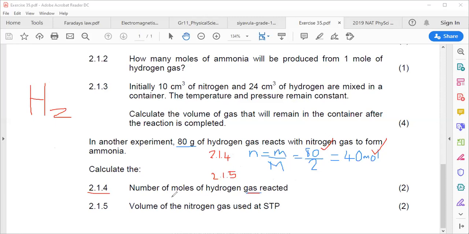The volume of nitrogen gas used at STP. Once again, I'm looking for volume. And STP means I've got molar volume. Are we following? All right, so I need the number of moles to be able to use the formula. Number of moles is equal to V over Vm.